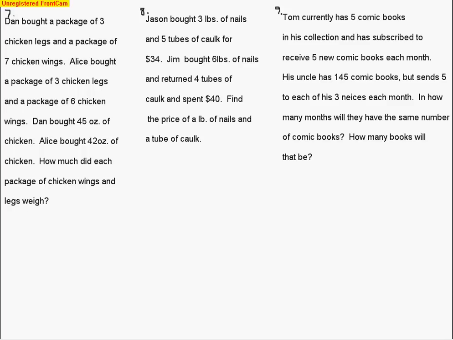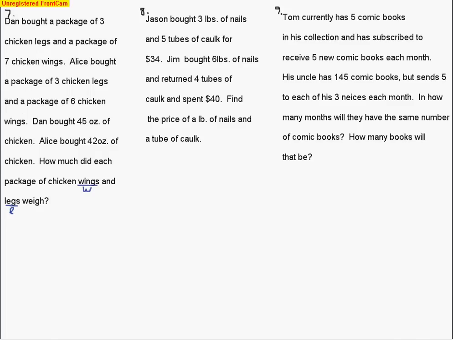Well, we've got some unknowns here. This is what we need to know. We need to know how much the chicken wings weigh. So let's do this. Chicken wings, we don't know the weight, so we're going to call the weight W. And how about legs? Let's call that one L. So now we've got our two unknowns, W and L, and we can write two equations.